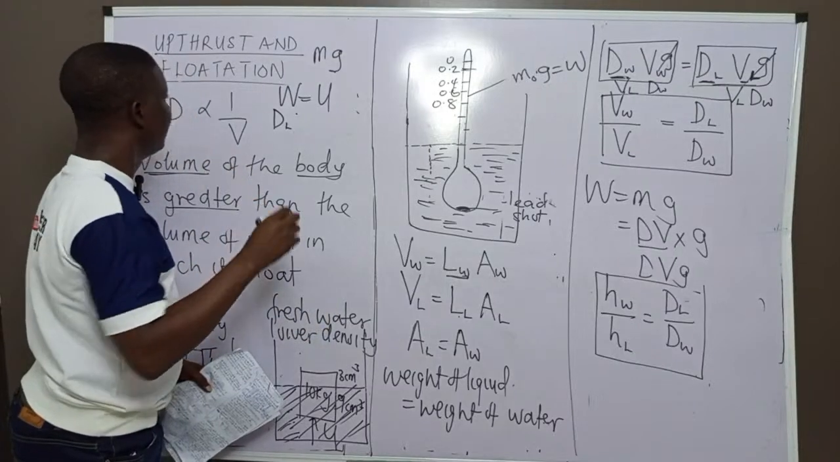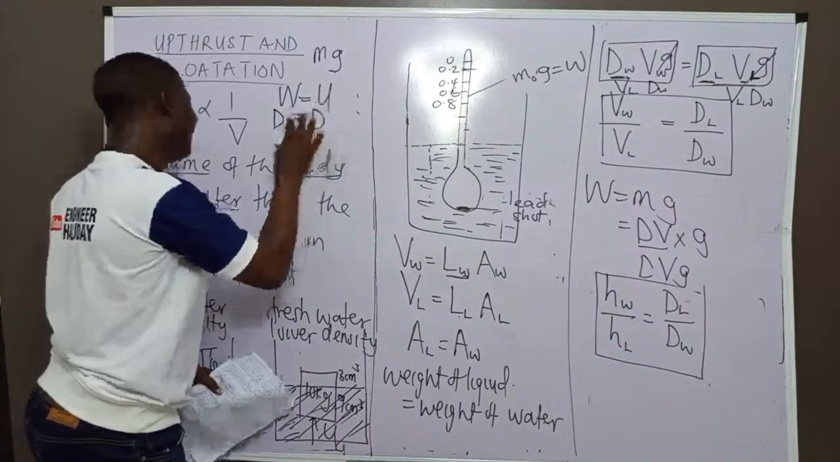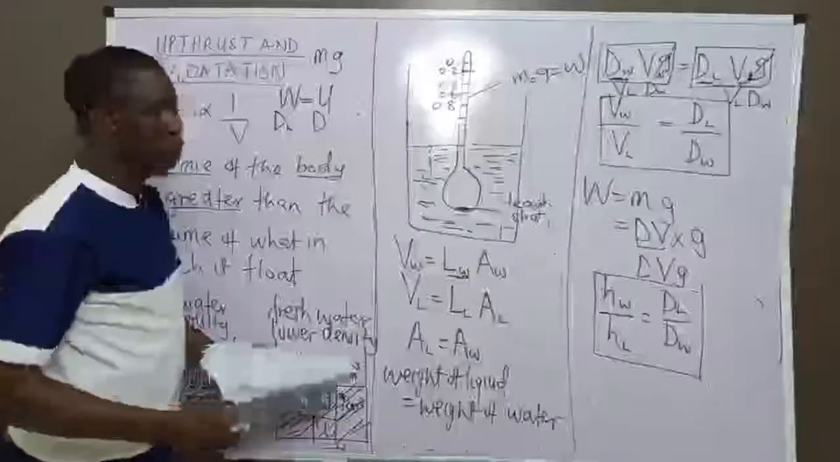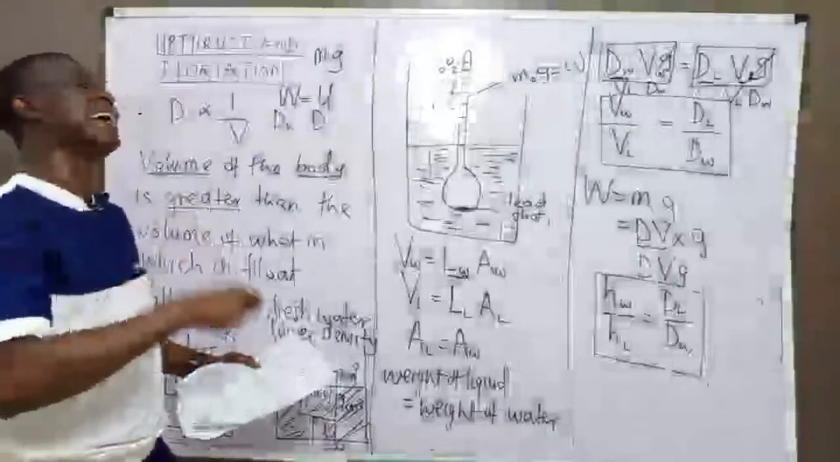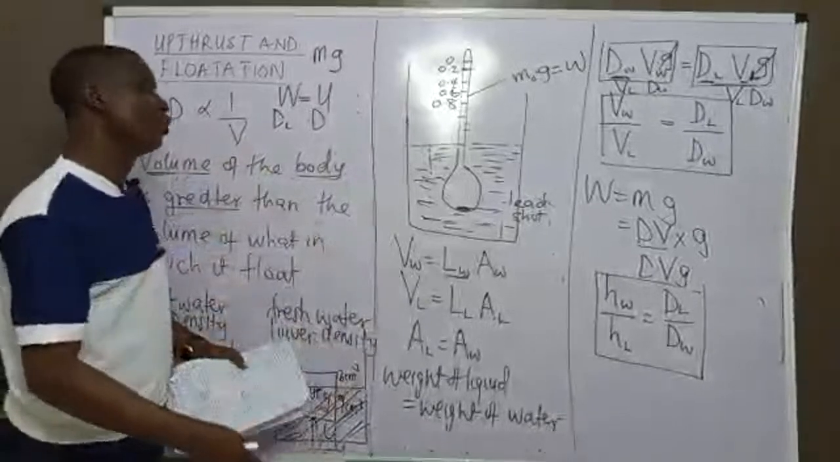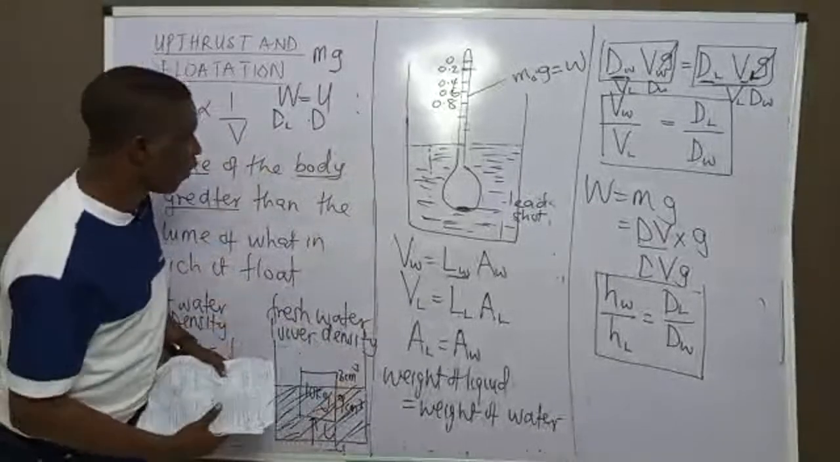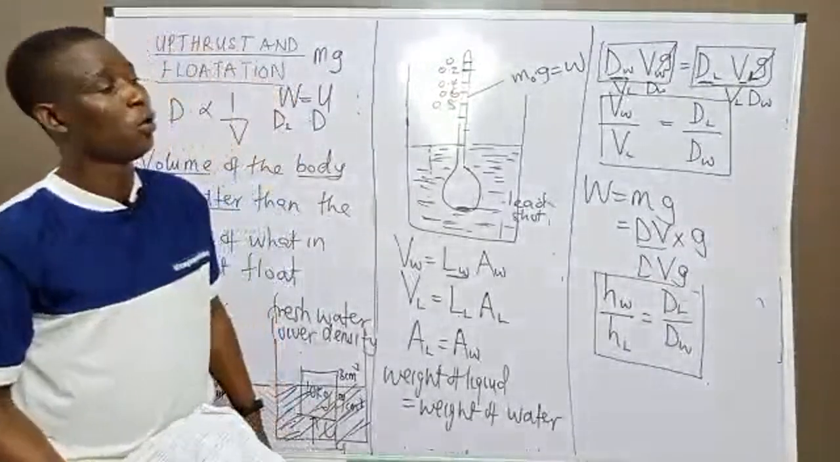Look at it too. It can only be equal or greater. If it's equal, probably it can float. If it's less, the body has a lesser density than the liquid in which it floats, it will float. But when it has a higher density and it floats, it's no longer called flotation.